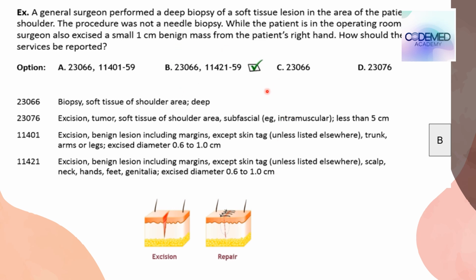And remember why we are coding this excision separately, because for excision plus biopsy, we only code for the excision, but that we will code when both the excision and the biopsy happened at the same site. Here the site is not the same, one is shoulder and the other is hand, so we need to code for both, and that's why the answer is B.